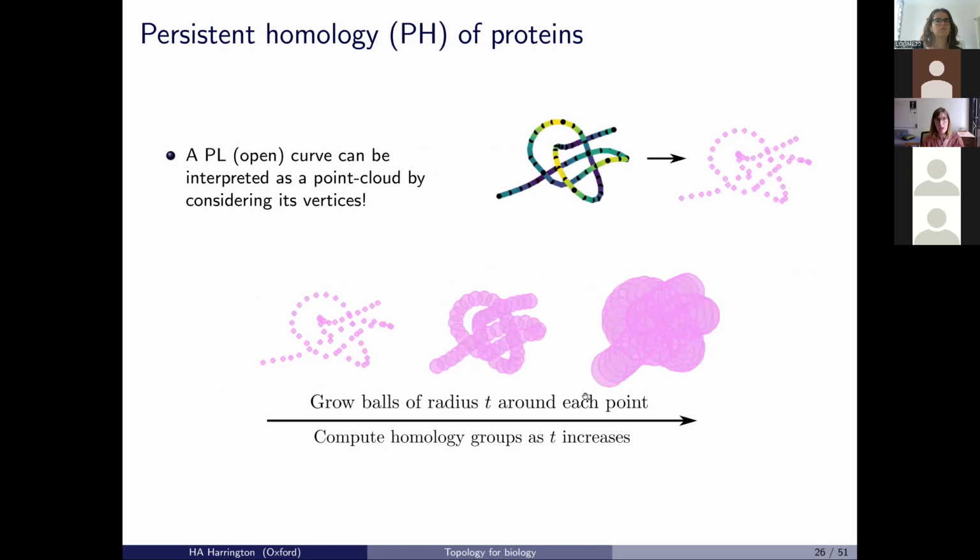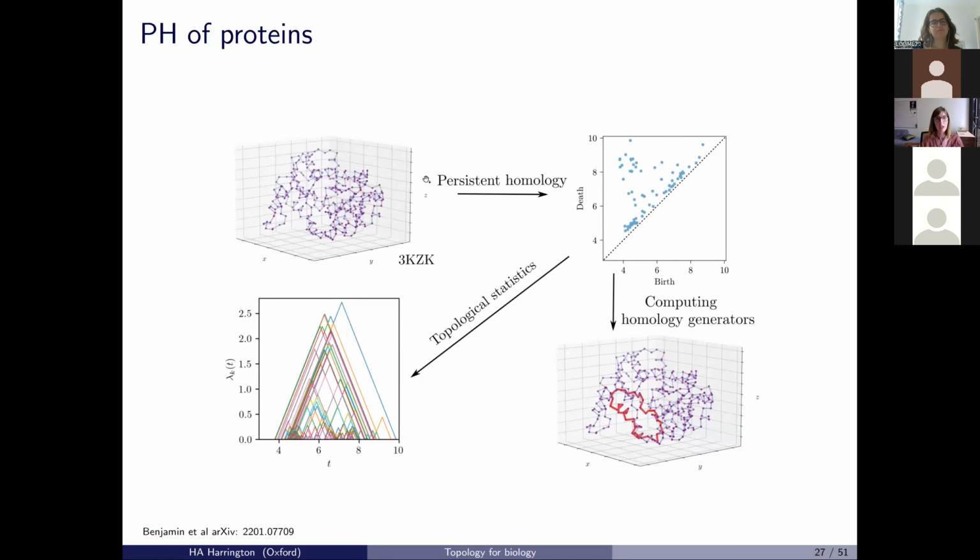And so we have developed this pipeline where we take in this piecewise linear open curve, which you can think of as a point cloud. So we have these set of points, and then we can grow epsilon or t, radius t balls around each of them, and we can compute the homology, so the persistent homology as this t increases. And we use Vietoris-Rips here. So we have a backbone protein. We compute the persistence diagram or barcode.